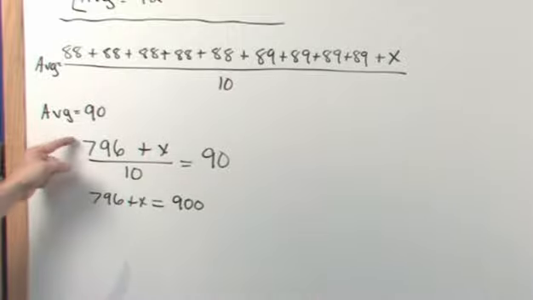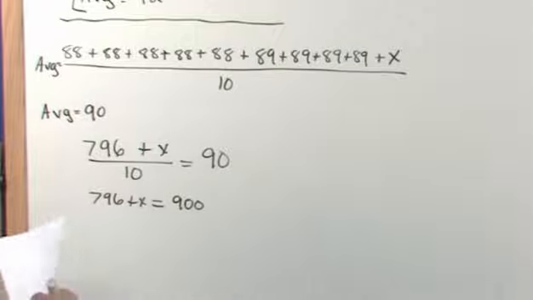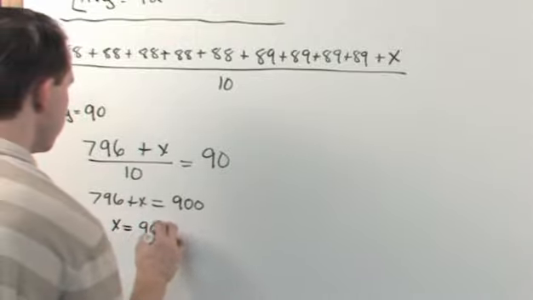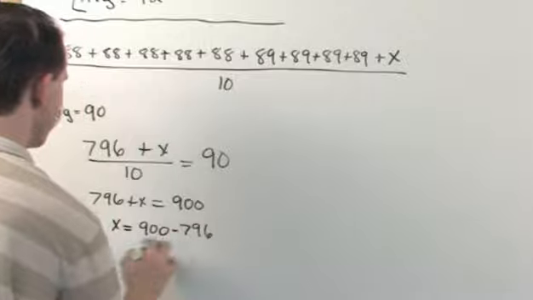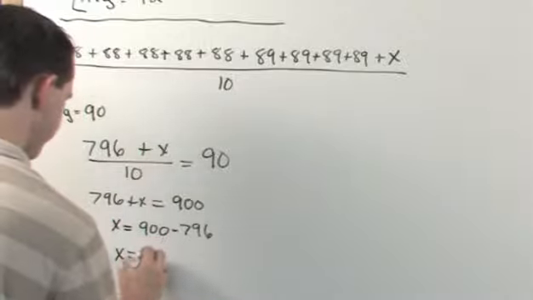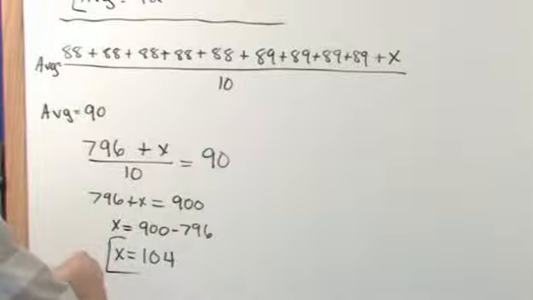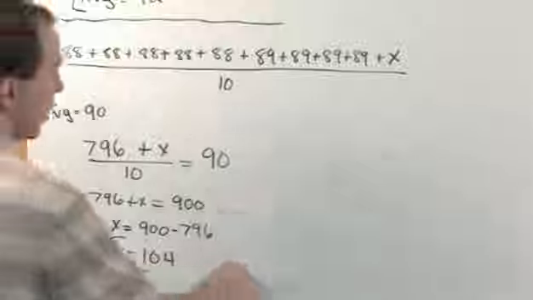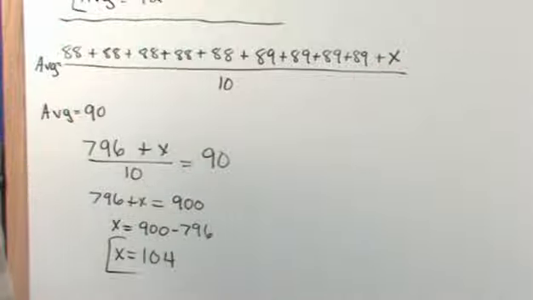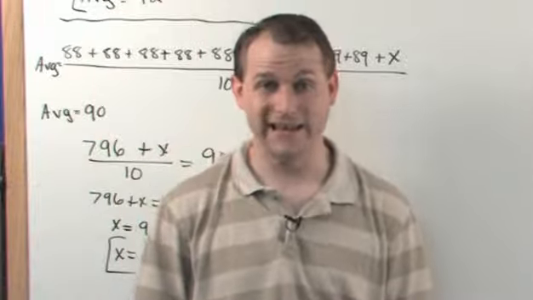On the left, it goes away because 10 divided by 10, if you were to multiply it out, is just going to give you 1. Okay? So then X is equal to 900 minus 796. So then X is going to be equal to 104. So if somebody in the class could score 104, it would raise the average up to a 90, which was the goal. But presumably speaking, since there's no bonus on this test, there's no way to get 104.